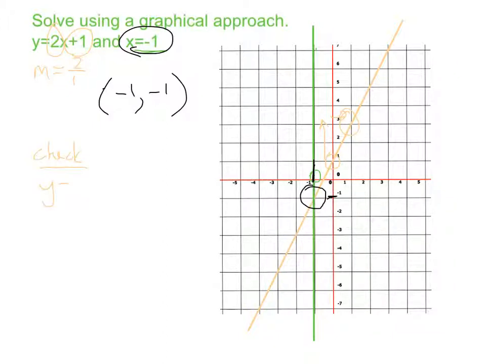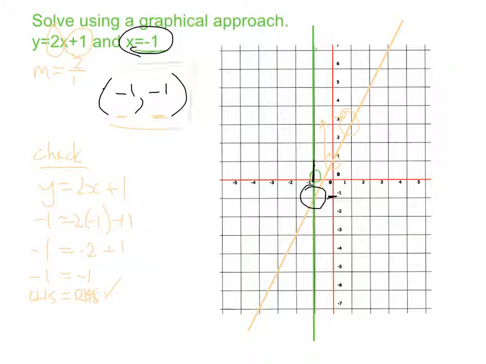y equals 2x plus 1. y is equal to -1 equals 2 times x is equal to -1 plus 1. So -1 is equal to 2 times -1 is -2 plus 1. Left hand side -1 is equal to right hand side -2 plus 1 is -1. So we have left hand side equals the right hand side, so everything is good.